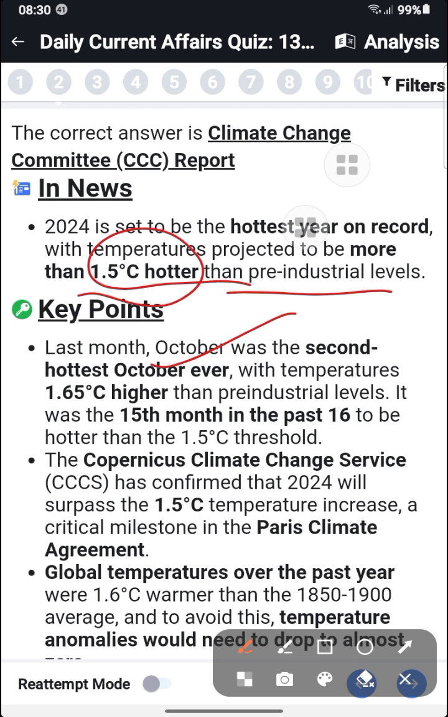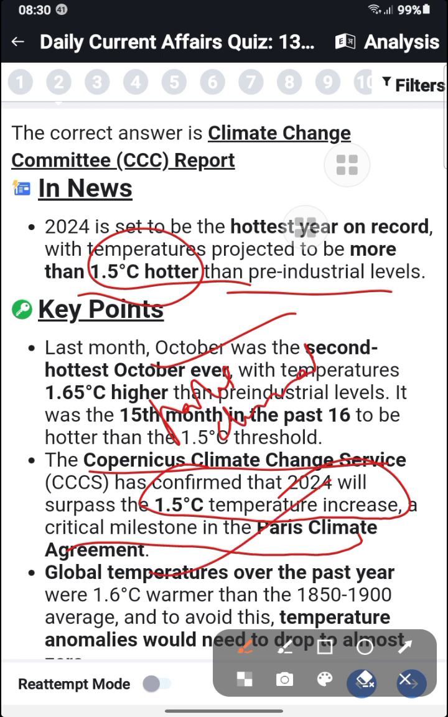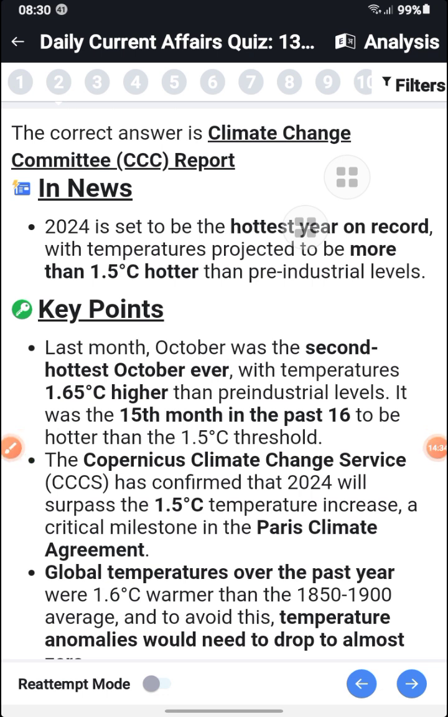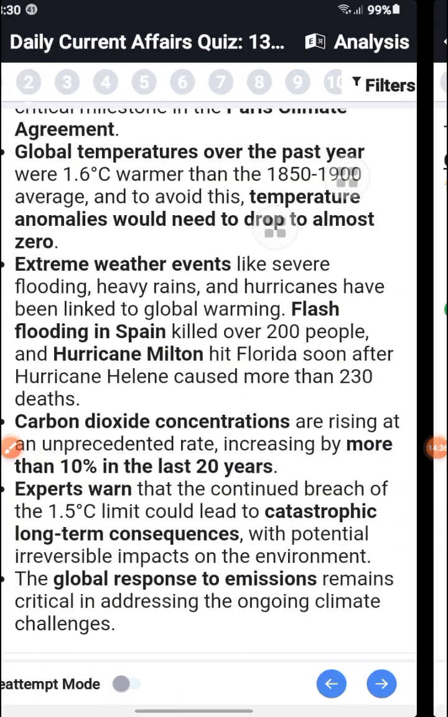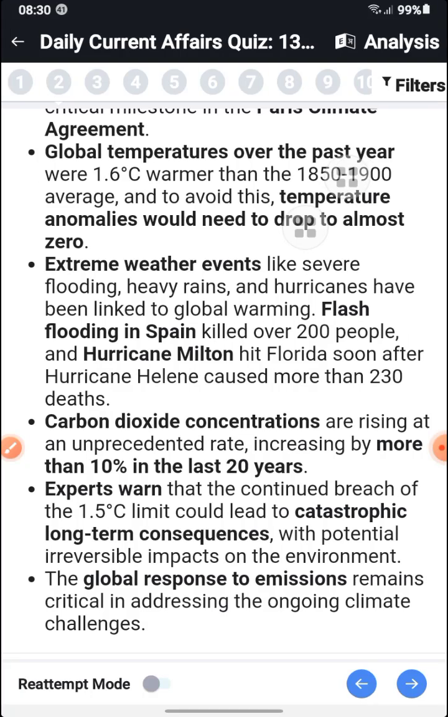And now Copernicus Climate Change Service also confirmed that it will surpass the 1.5 degree increase, the climate milestone under the Paris Climate Agreement. Global temperature over the past year was 1.5 degrees warmer, and temperature anomalies would need to drop almost. So global response to emissions remains critical in addressing the ongoing climate challenges. Extreme weather events are also there. Flash flooding in Spain, Hurricane Milton that hit Florida. And global temperature in the past year was 1.56 degrees.